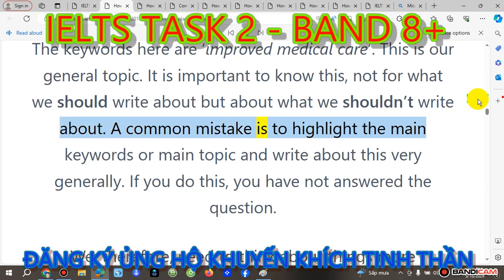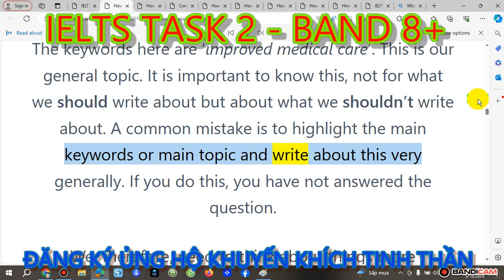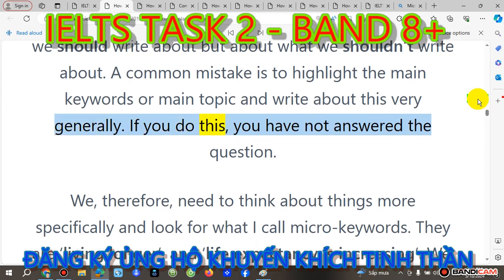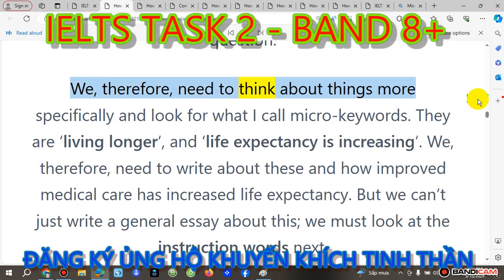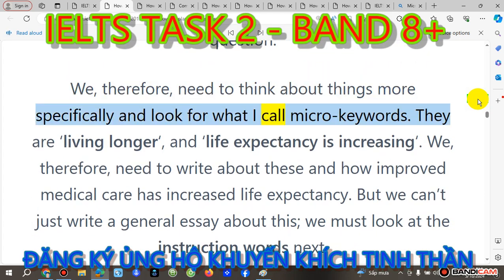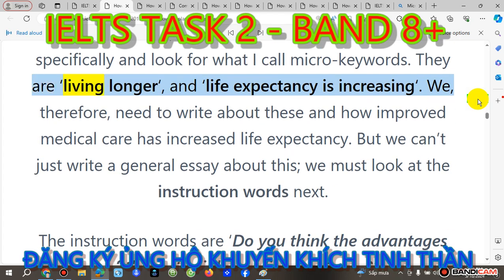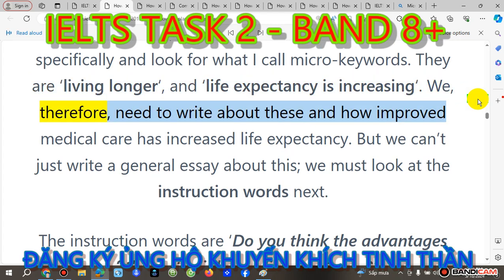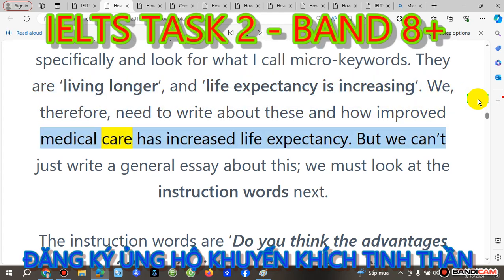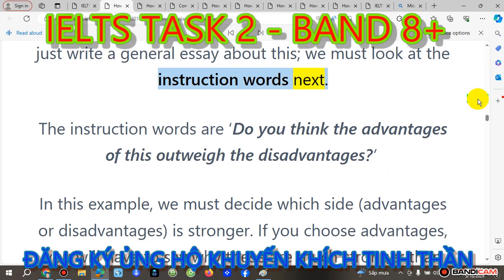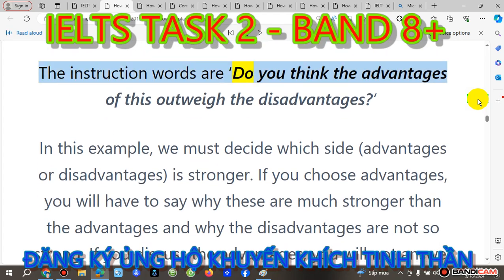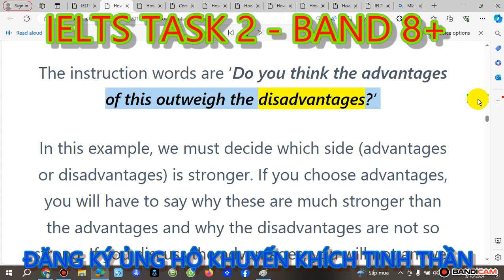A common mistake is to highlight the main keywords or main topic and write about this very generally. If you do this, you have not answered the question. We, therefore, need to think about things more specifically and look for what I call micro keywords. They are living longer and life expectancy is increasing. We, therefore, need to write about these and how improved medical care has increased life expectancy. But we can't just write a general essay about this, we must look at the instruction words next. The instruction words are, do you think the advantages of this outweigh the disadvantages?